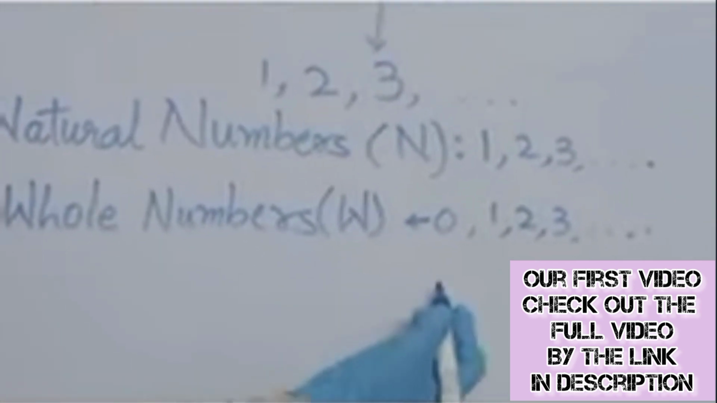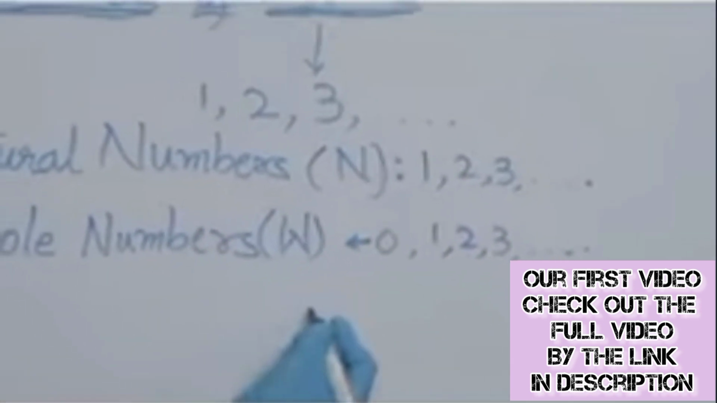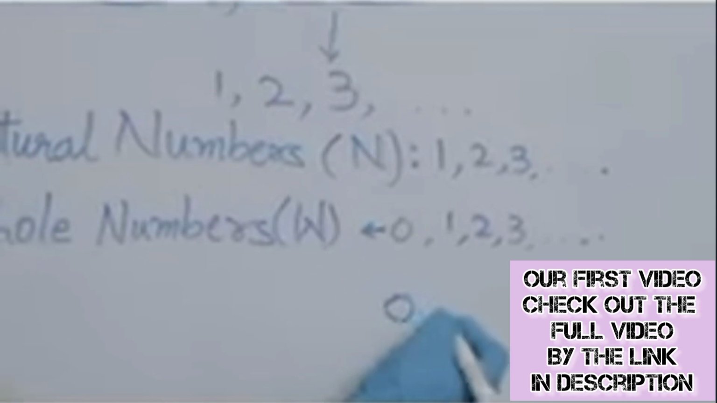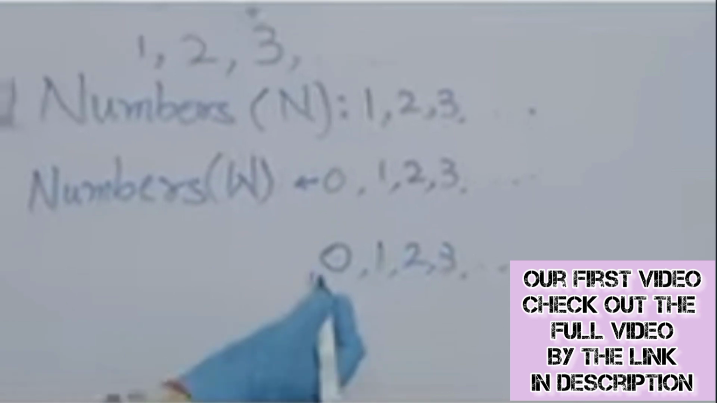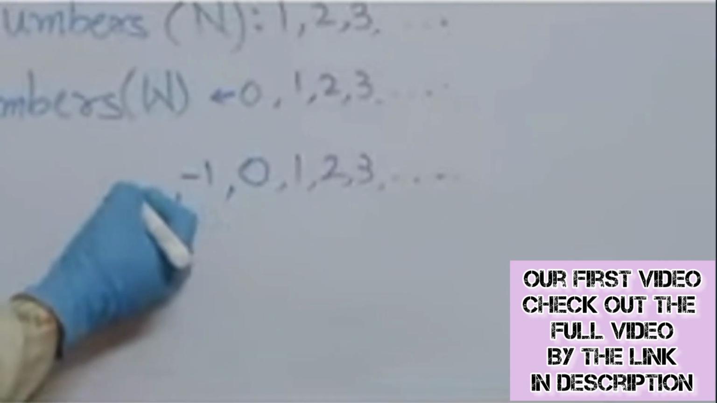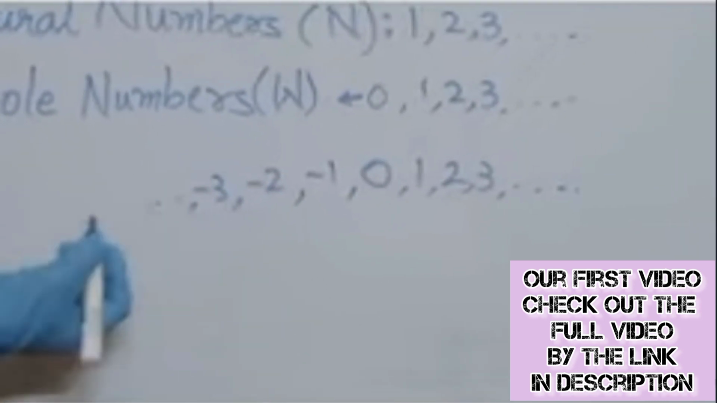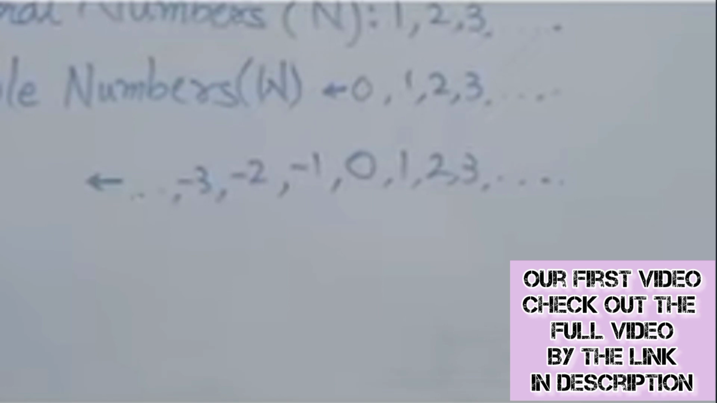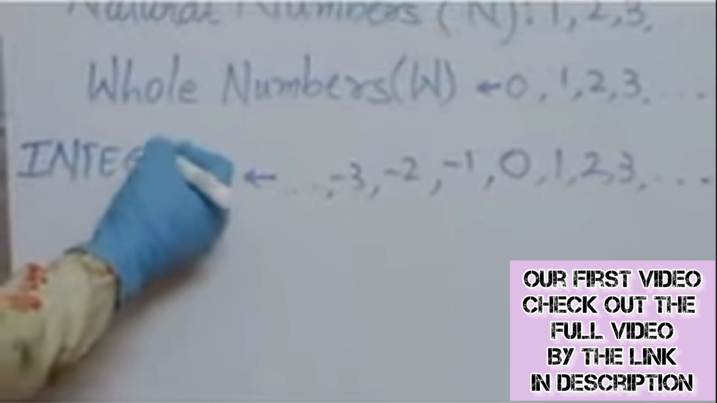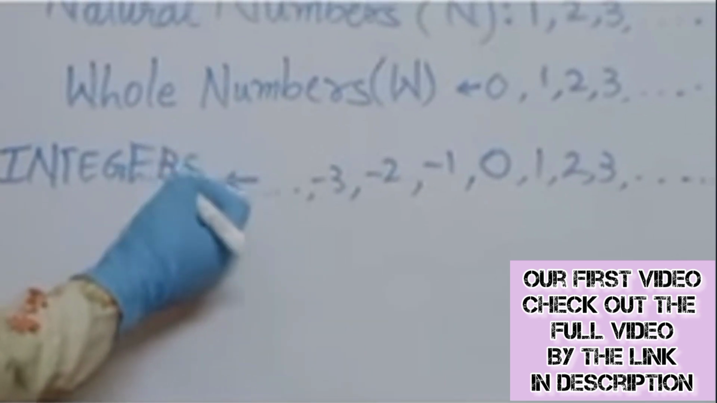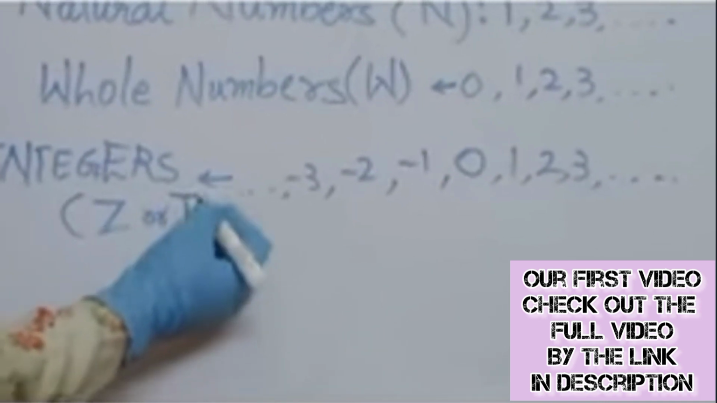Now, all these numbers are positive numbers. If we include negative numbers, that is, 0, 1, 2, 3 are already present, and on the left side we include these negative numbers, -1, -2, -3, so on, then these numbers are called integers. What are they called? Integers. These integers are denoted by capital Z or capital I.